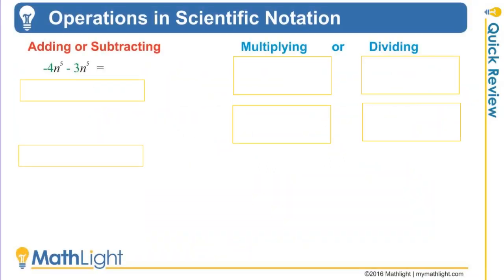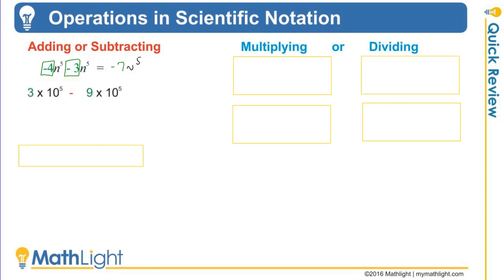All right, so this is the quick review of operations in scientific notation. I will try to be brief here. Remember, adding or subtracting, the concept is like adding like terms. So remember, a -4 of them and another -3 of them is a -7 of them, and what are the thems? x to the 5th power. So that's the concept, and that's how we're going to add or subtract scientific notation numbers.